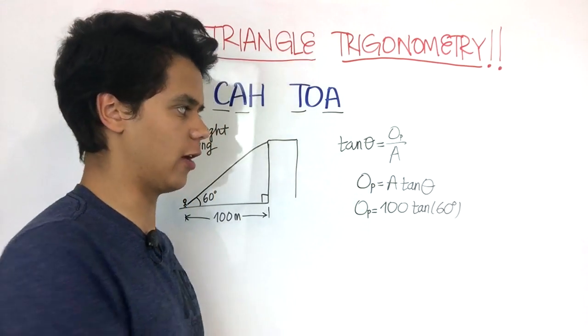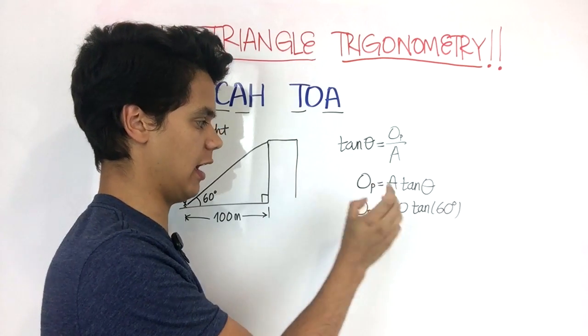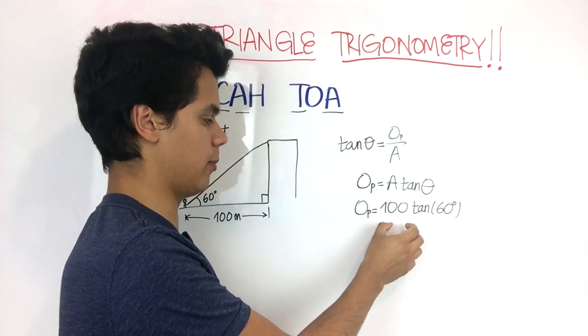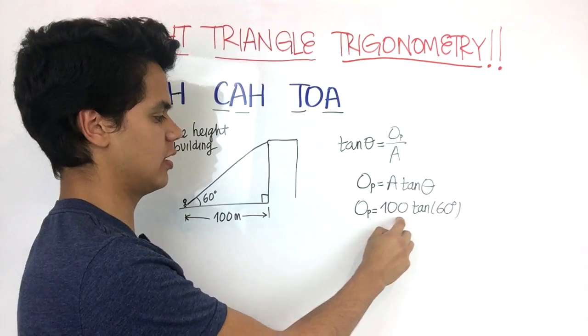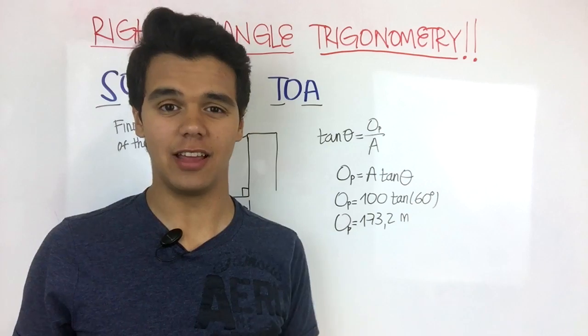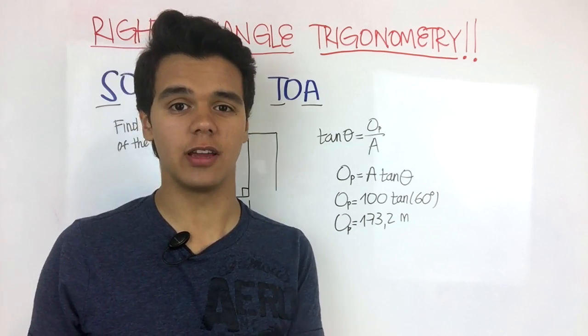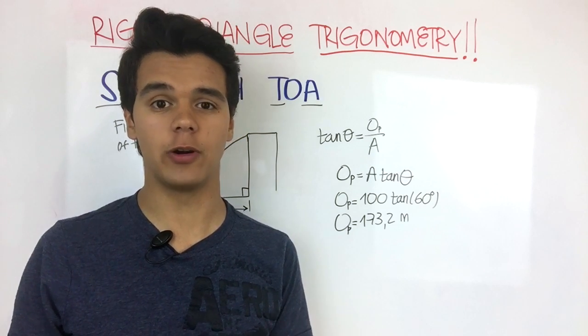Solving for the opposite side, we end up with something like this, and here we just substitute our numbers. The opposite side is 100 meters times the tangent of 60 degrees, and our answer is that the height of the building is equal to 173.2 meters.